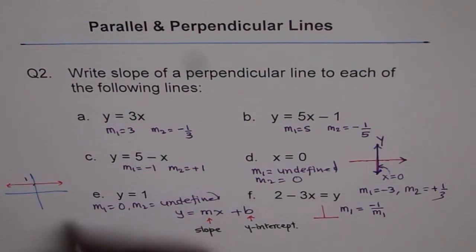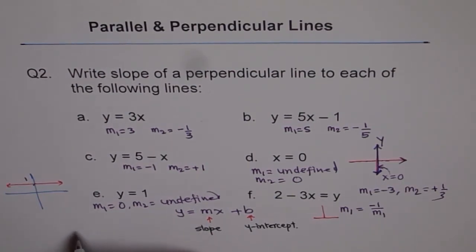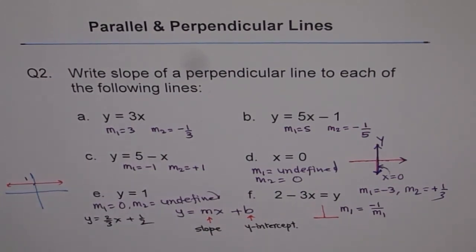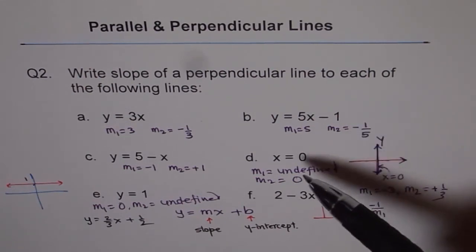For you, as an exercise, you can try this. Slope of this line, y equals 2 over 3x plus half. Okay? Do this, and then for all these lines, try to write equation of a line which is perpendicular and which has the same y-intercept as all these.